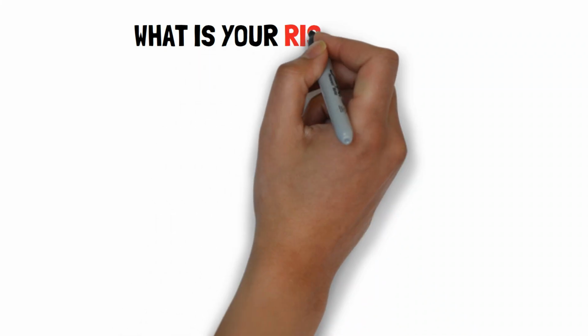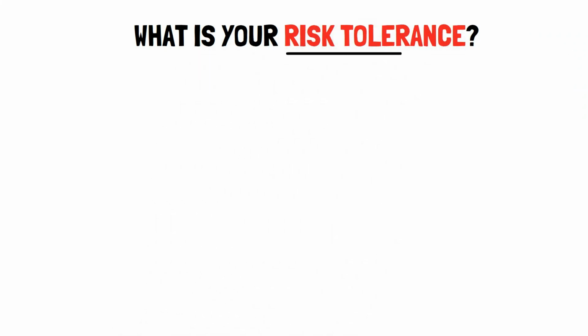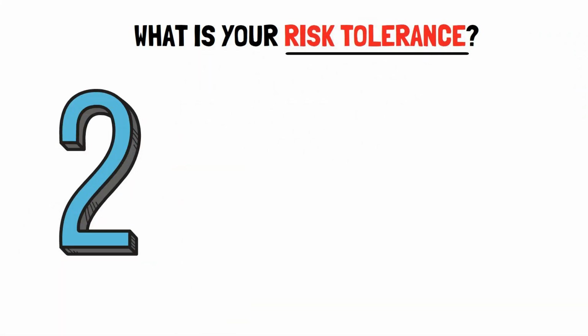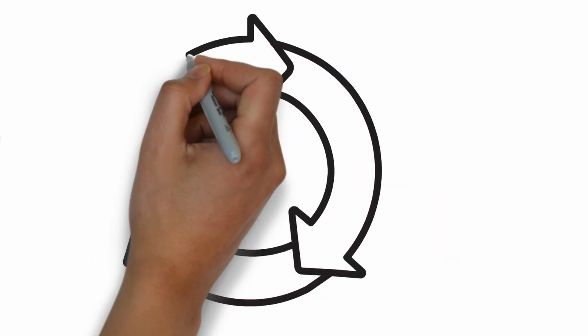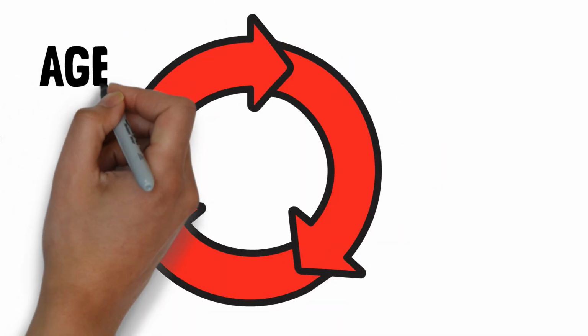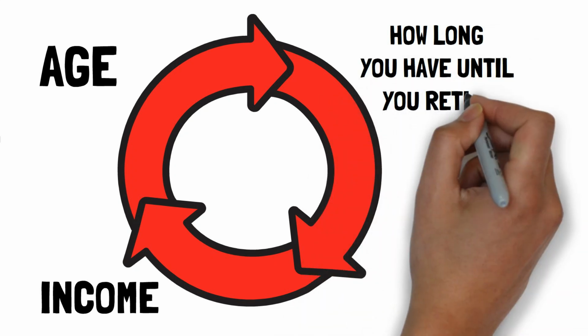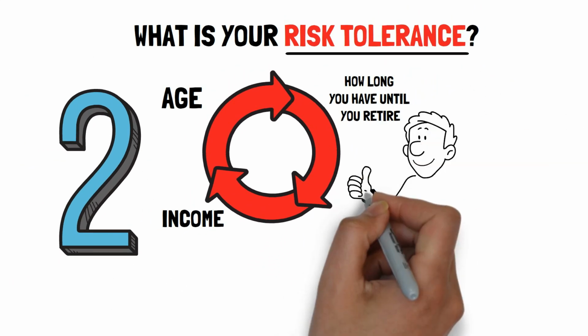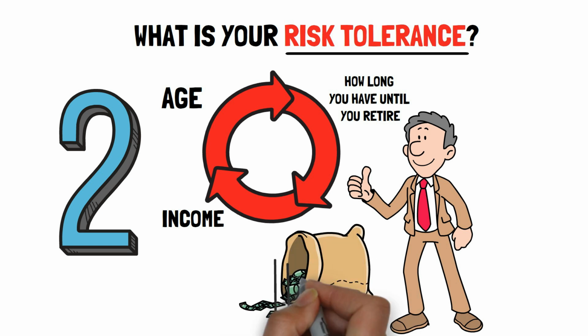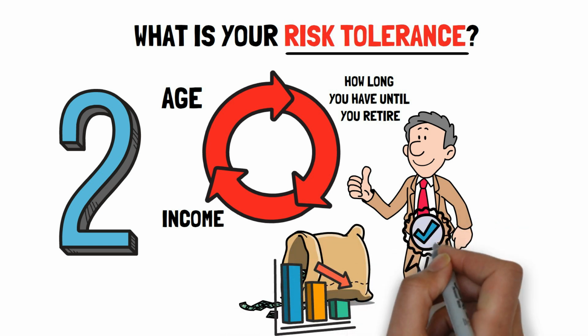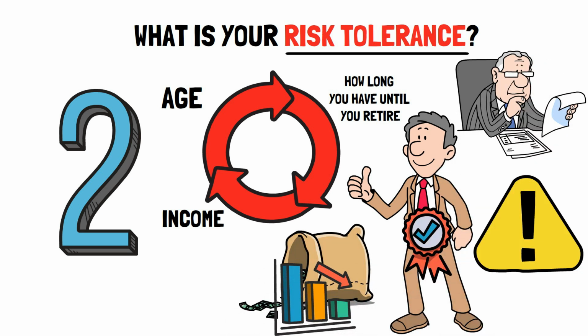Next, figure out what your risk tolerance is. Your risk tolerance is determined by two things. First, this is normally determined by several key factors including your age, income, and how long you have until you retire. Investors who are younger have time on their side to recuperate losses, so it's often recommended that younger investors hold more risk than those who are older.